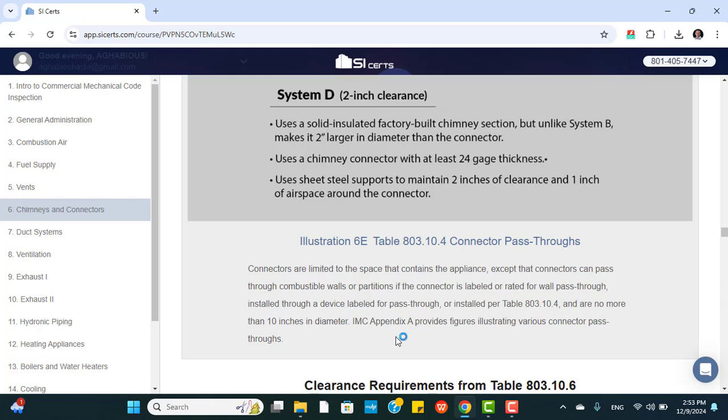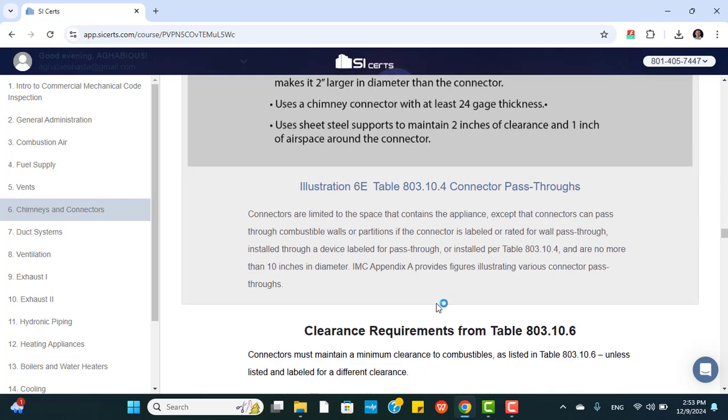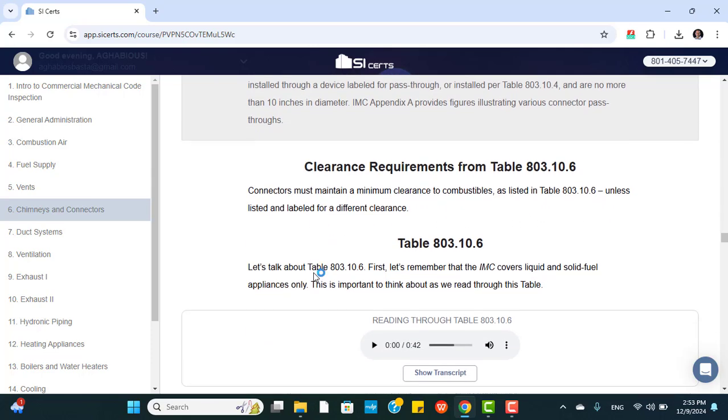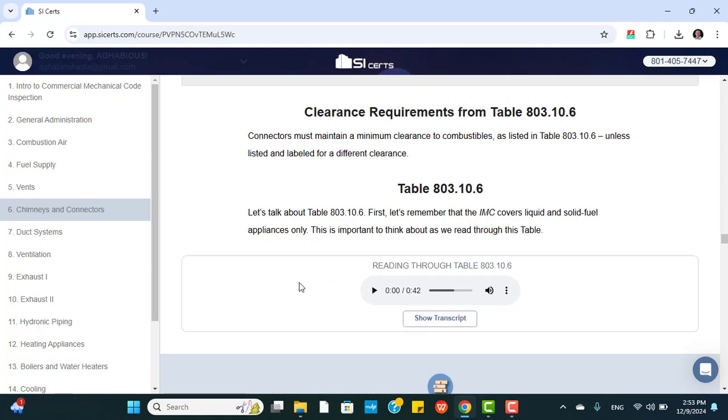The International Mechanical Code appendix provides figures illustrating various connector pass-throughs. Clearance requirement from Table 803.10.6: the connector must maintain a minimum clearance to combustibles as listed in Table 803.10.6 unless listed and labeled for a different clearance.